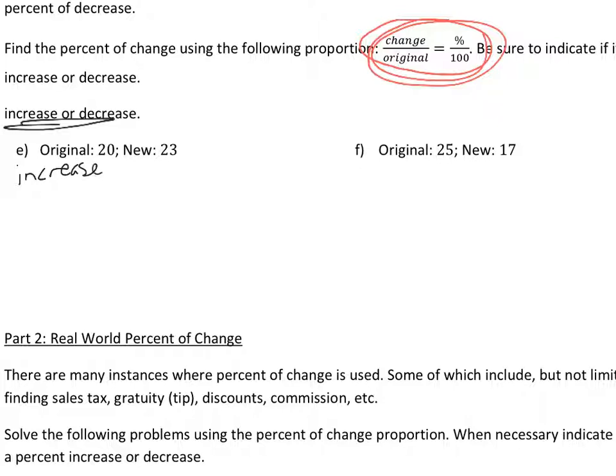That's a quick way to lose a point if you don't do that. Okay, so we know it's an increase. All right, so our proportion is a fraction equal to a fraction.